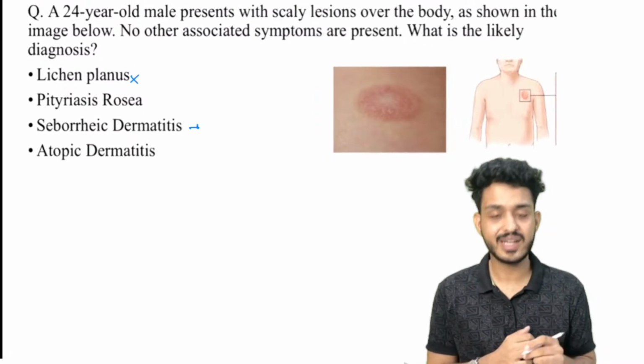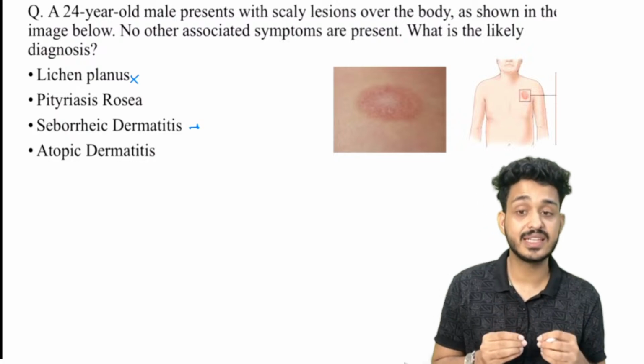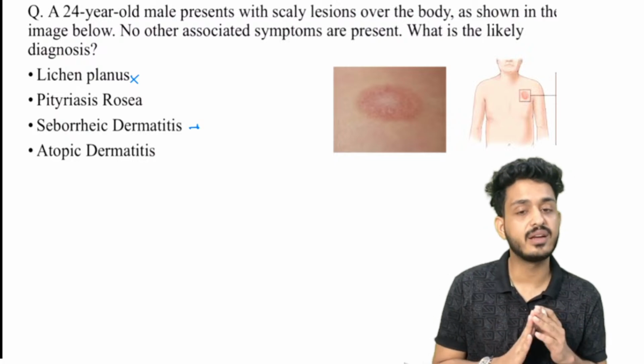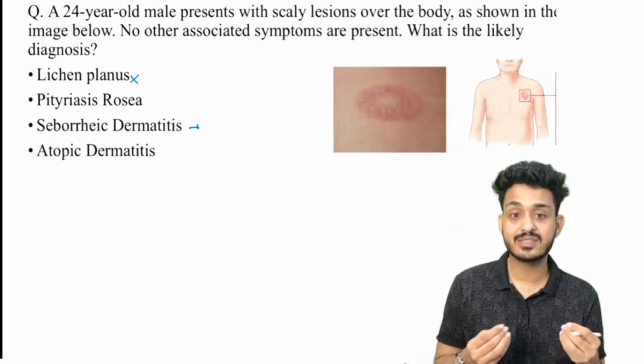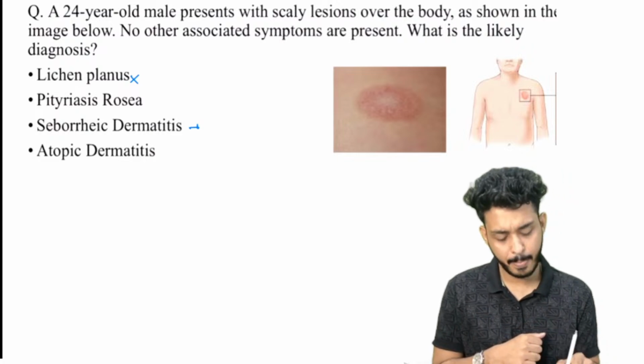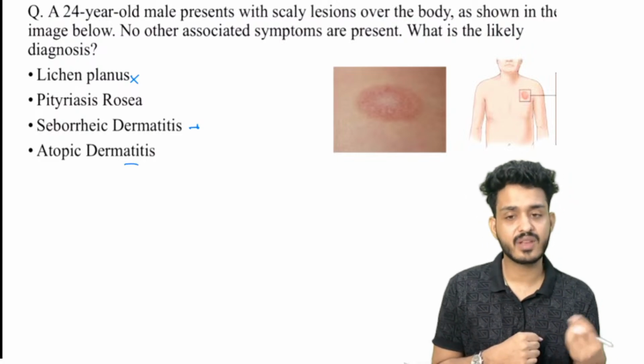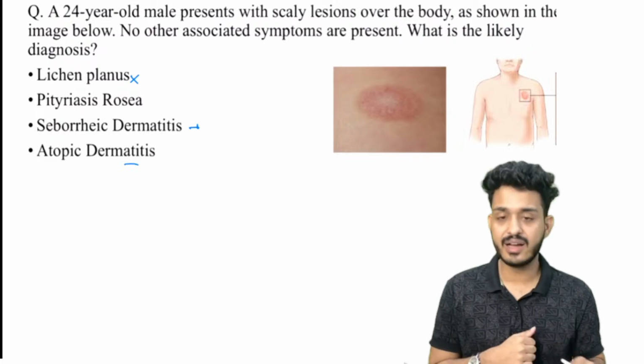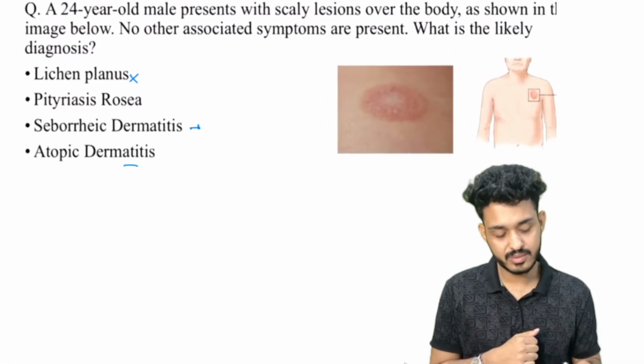What is seborrheic dermatitis? In simple wording, if I say seborrheic dermatitis is a type of dandruff. The dandruff that you are having is nothing but your seborrheic dermatitis. Atopic dermatitis is also related with asthma-like things. So nothing like that.